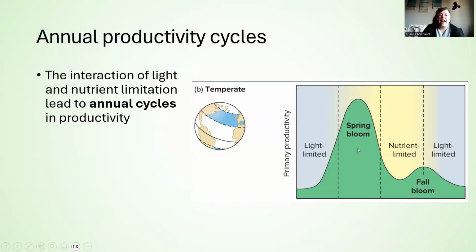Because of the interaction of light and nutrient limitation, you get these annual cycles in productivity, generally speaking. You can see here, this is showing time and then primary productivity. So this would be like January, this would be spring, this would be summer, this would be winter.